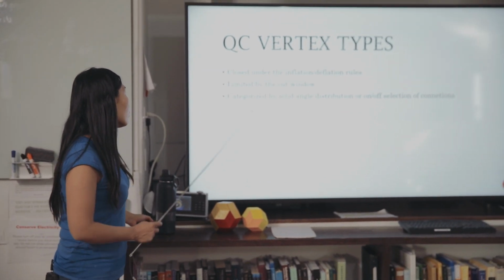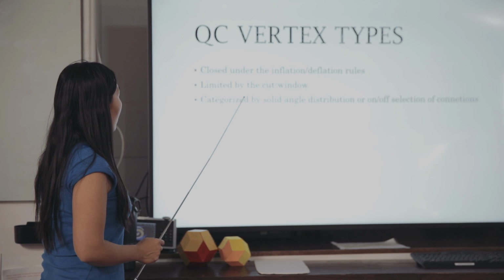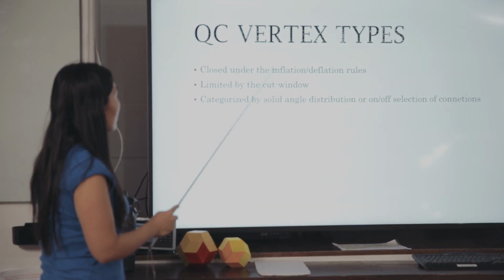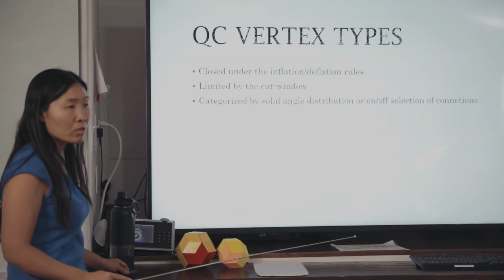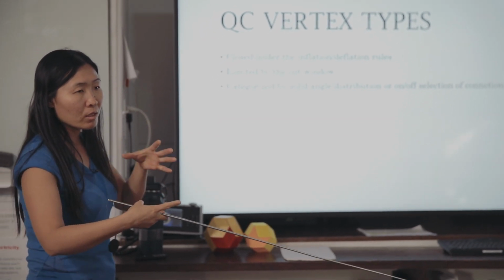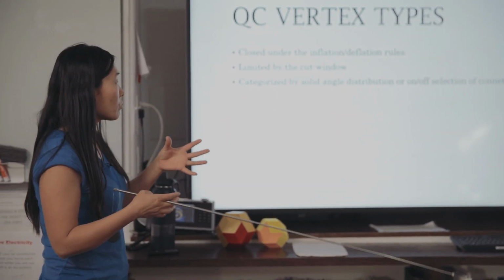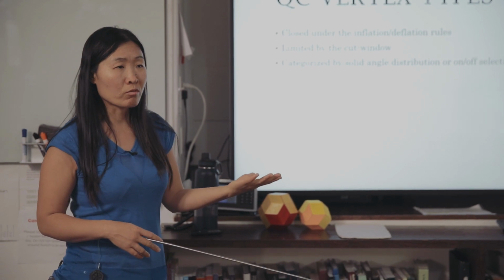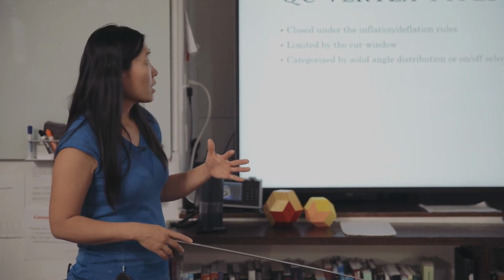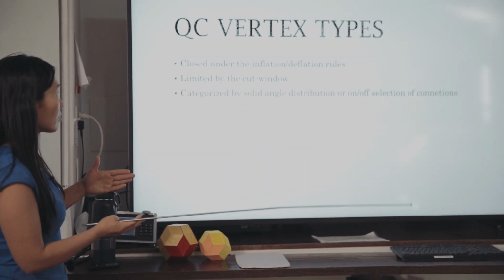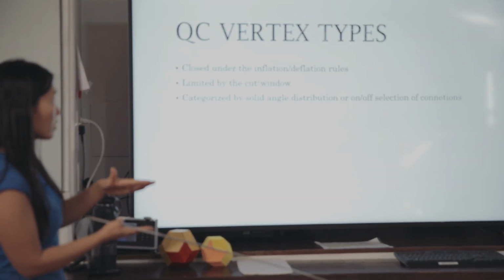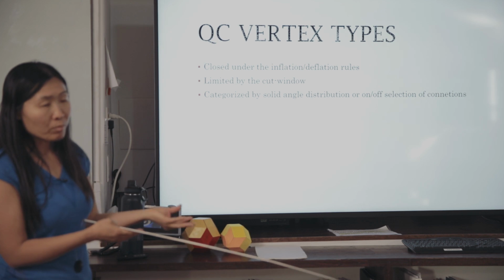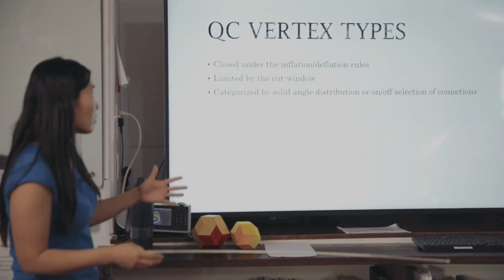Okay, so first the quasicrystal vertex types. It's important to know that the vertex types are closed under inflation deflation rules. If you inflate a vertex, it becomes another one. But following the inflation deflation rules of that particular quasicrystal, you don't generate new vertex types. And it's limited by the cut window, because depending on what your cut window is, the shifted vector, the size, you can have different vertex types. For example, the Penrose tiling and the generalized Penrose tiling have different vertex types.